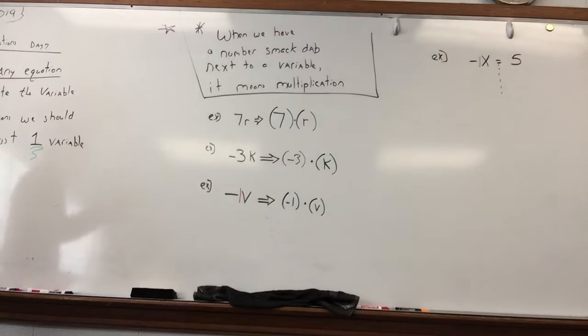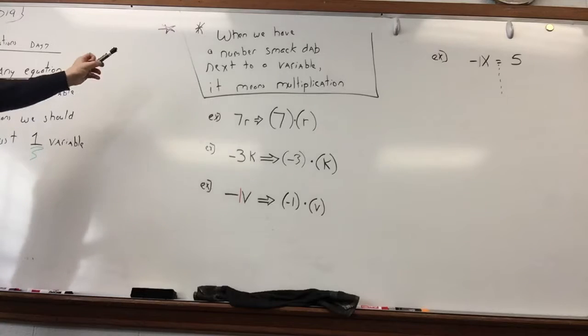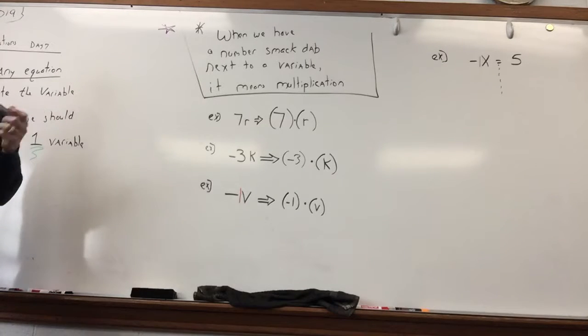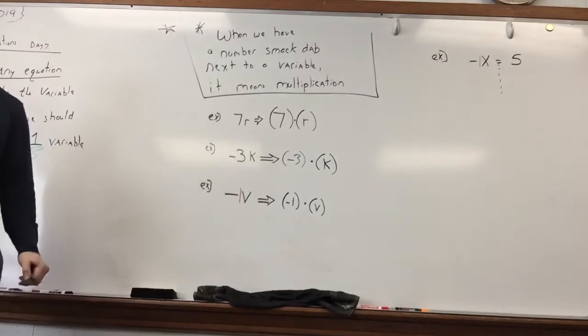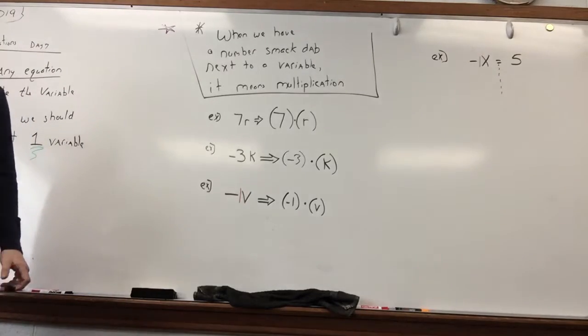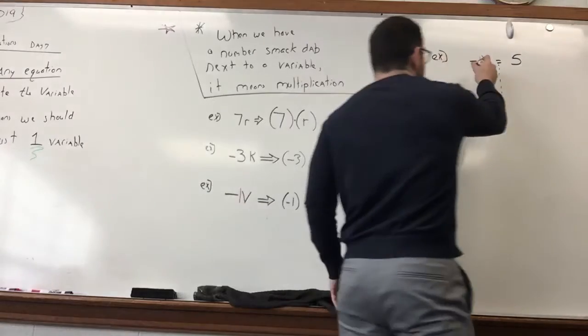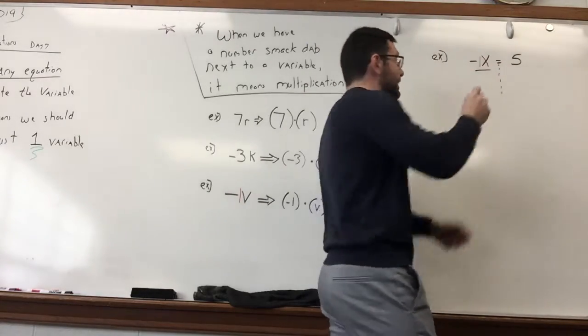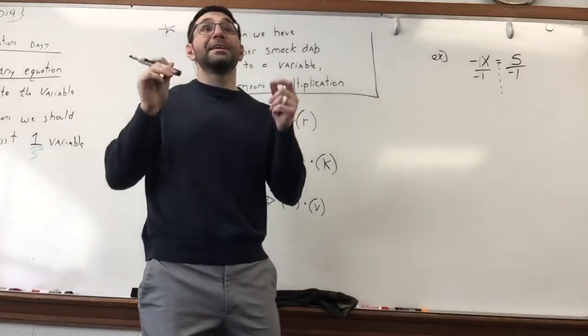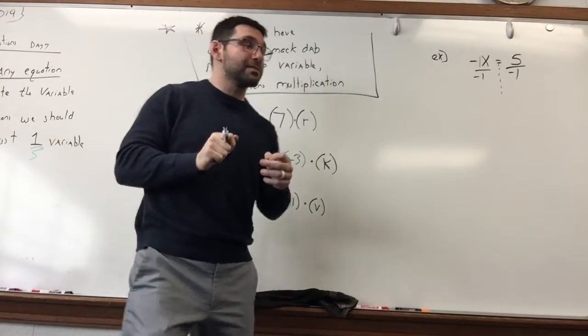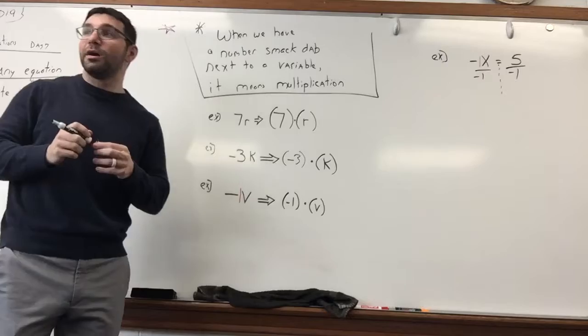Well, negative 1x is not addition. Negative 1x is not subtraction. When we have a number smack dab next to a variable, it means multiplication. So now, Nevaeh, what is the inverse operation of multiplication? Division. And we are going to divide by negative 1. And you're like, but why, Mr. H? Because again, the goal, as Emma told us, is to isolate the variable and get it to be 1.